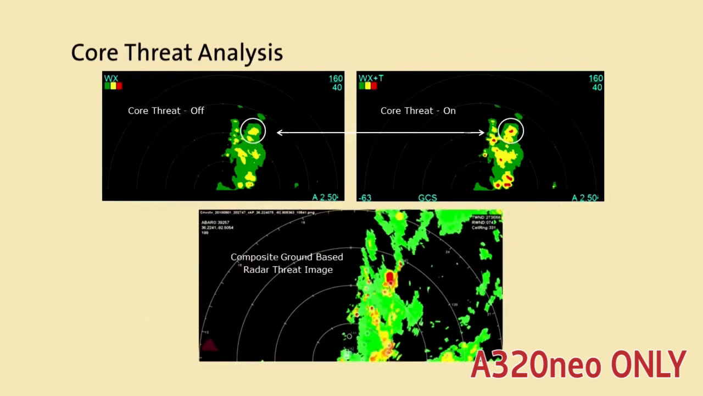When the Track While Scan technology determines that the convective activity is more intense than the precipitation level would normally indicate, Core Threat Analysis increases the color level to more accurately represent the actual threat. When compared with this ground-based radar threat image, it can be seen that Core Threat Analysis enables a better representation of the actual cell threat. In cases where the convective activity is already properly displayed, colors are left unchanged.